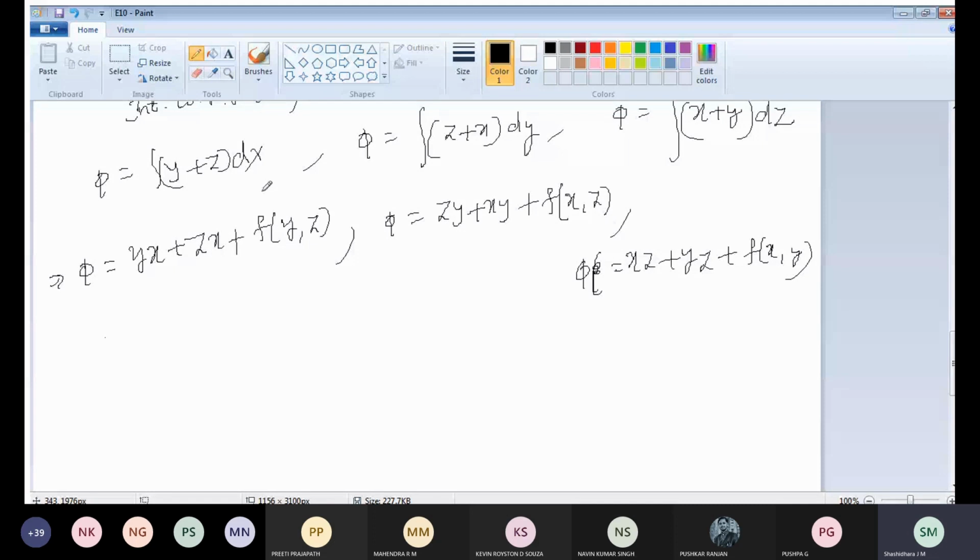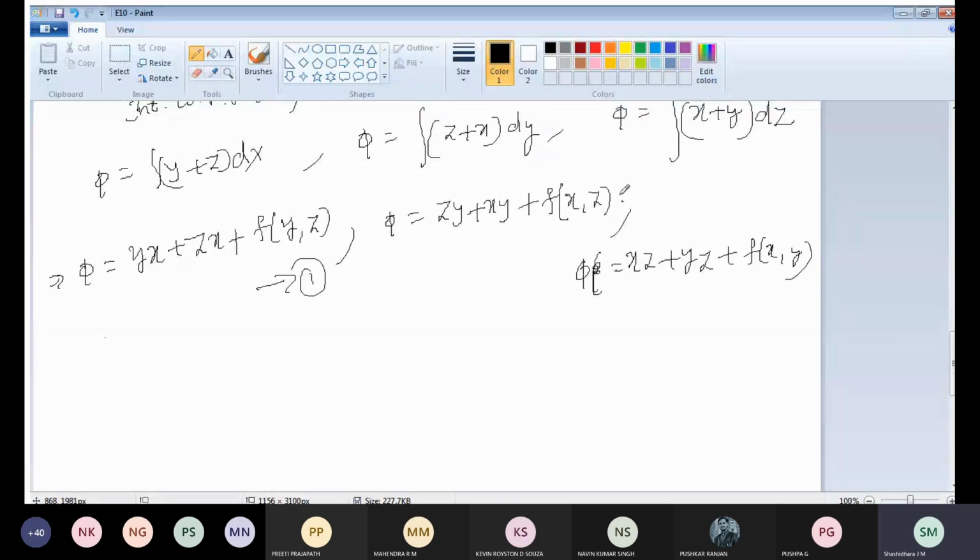Also, one thing you have to remember: f is a function of y and z only, not x. Similarly, for the second one, integrating with respect to y, x and z are constants, so in place of the integrating constant I have written f of x comma z. Here f is a function of x and z only, not y. And in the third one, x and y are constants, so the integrating constant is f of x comma y. So f is a function of x and y only, not z. Okay, so you can call the first expression equation number 1, the second one equation number 2, and the third one equation number 3.